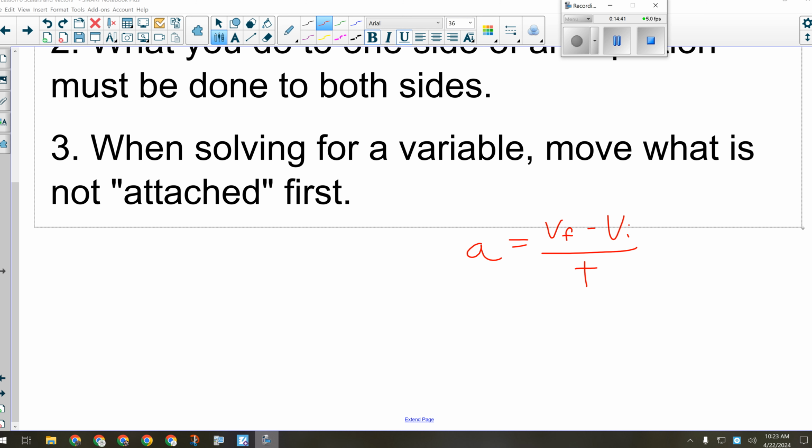Now I can't use a triangle. Triangles don't handle subtraction and addition operations. This has got a subtraction operation in it, so I've got to do true algebra here. So let's do the simplest manipulation here. I want to solve for t. What should I do?